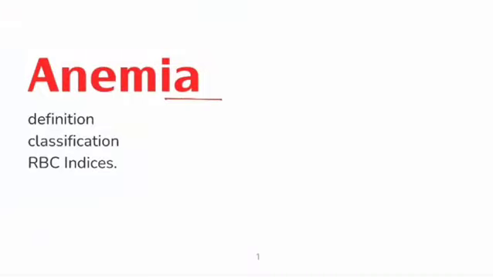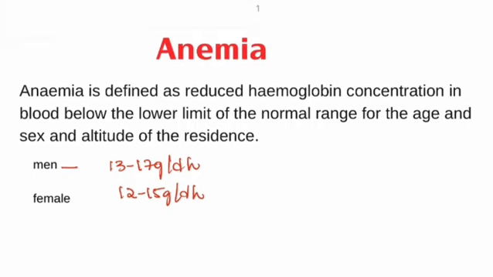Anemia. In this video, let's see definition, classification, and about RBC indices. Anemia is defined as reduced hemoglobin concentration in the blood below the lower limit of normal range for the age and sex and altitude of the residence of an individual. Normal values in men is 13 to 17 grams per deciliter. In females, it is 12 to 15 grams per deciliter.